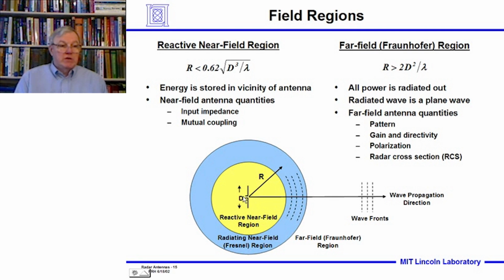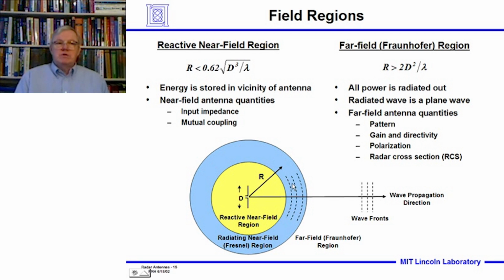And here again, I haven't had a picture before, but here's an idealized dipole as a simple antenna, dimension D, in the near field region. The near field region is actually two different regions: a radiating near field region called the Fresnel region, which is between these two bounds. When the range to the point in space that's of interest to you is less than 0.62 times the square root of D cubed over lambda, then you're in the reactive near field region. That's called very close to the antenna.